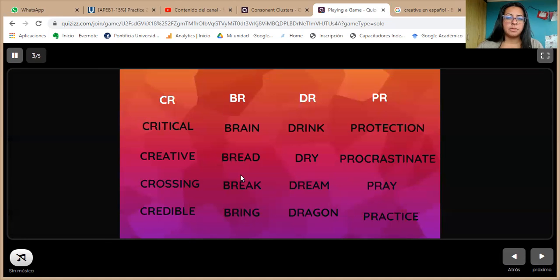So here we have 4 lists of words with CR, BR, DR, and PR, like critical, creative, crossing, credible. So we have here a list of words to really practice on pronunciation. First, the students can read, and I can also listen to maybe which one of these is the most difficult.